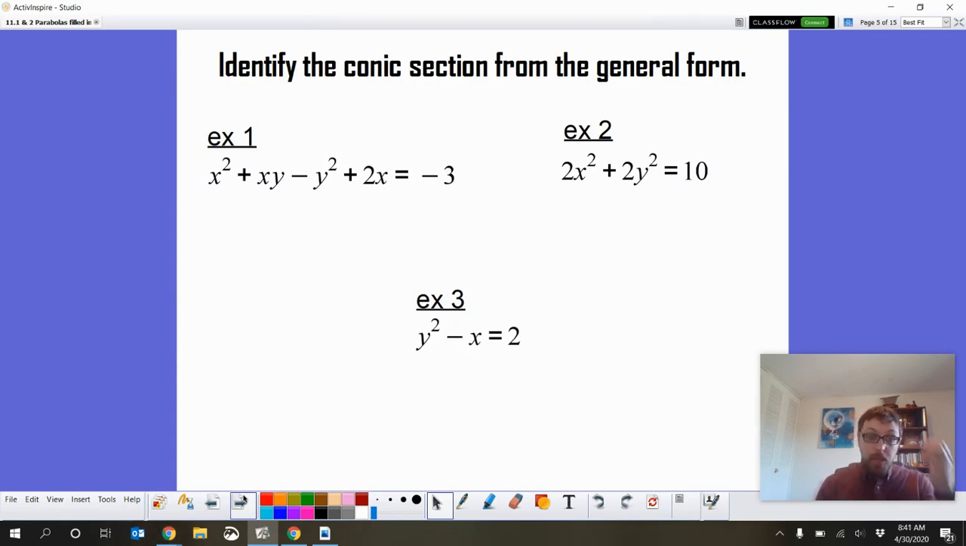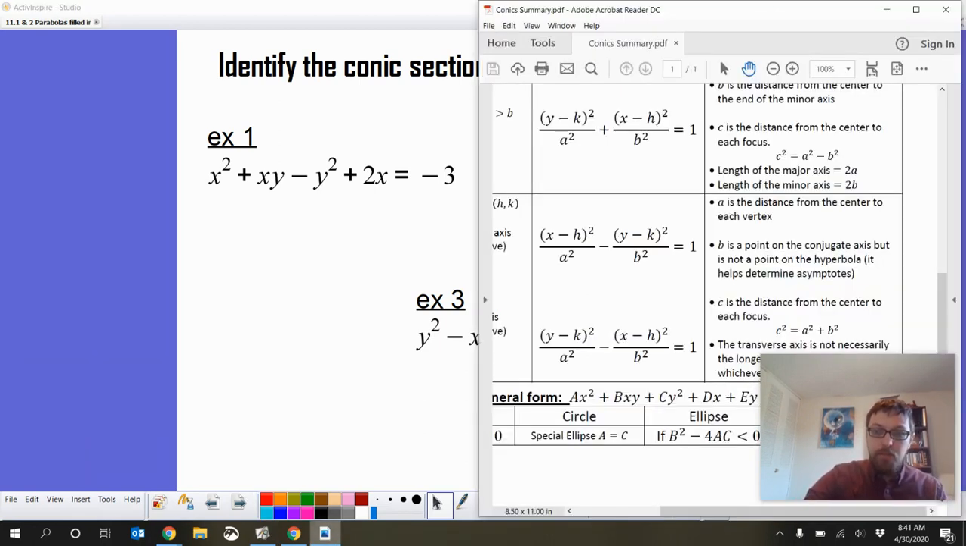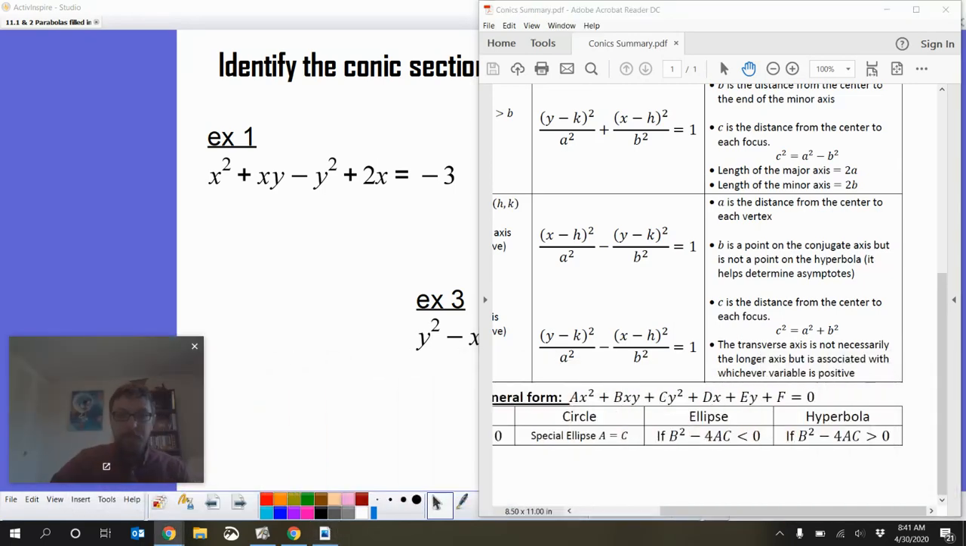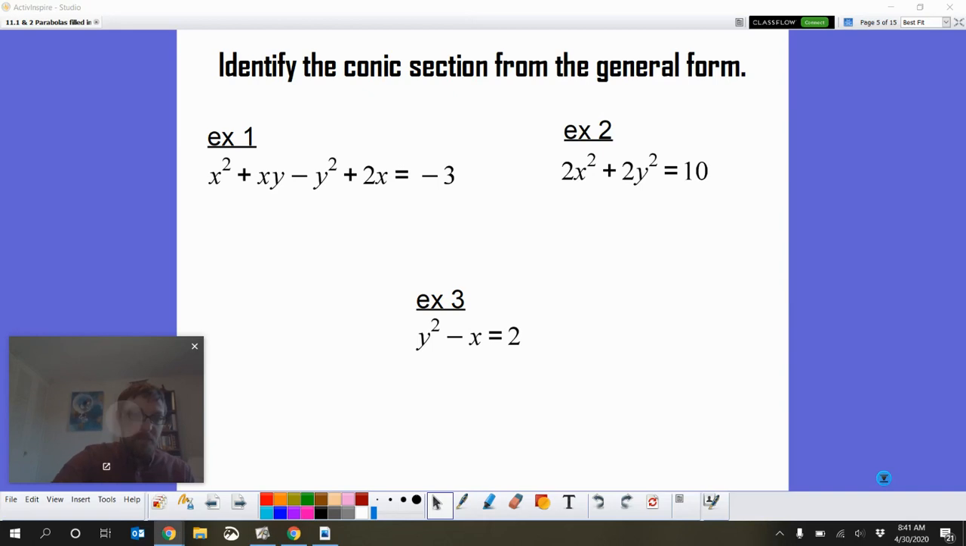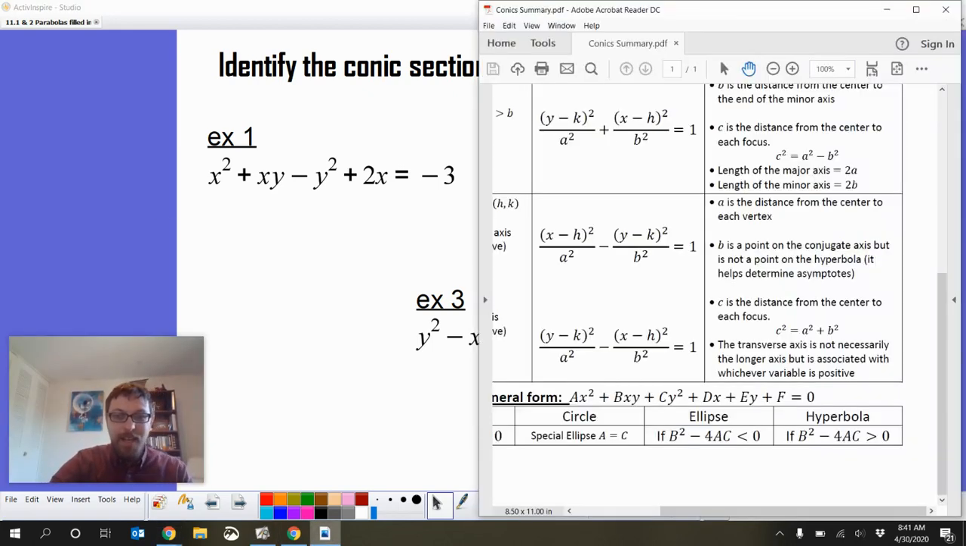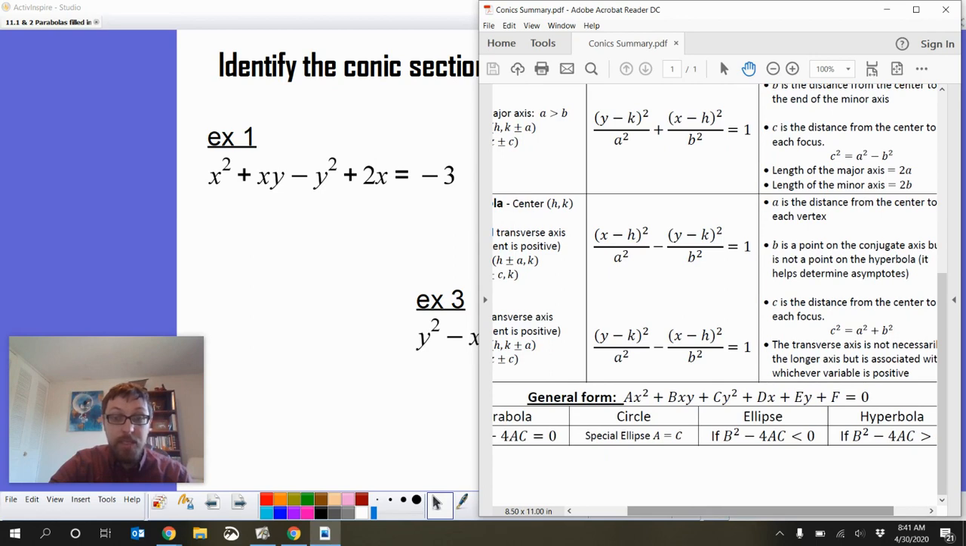So I've got this example. I want to determine which conic section it is. I've got my general form over here. So we've got Ax squared plus Bxy and then Cy squared. We only really care about the x squared term, the xy term, and the y squared term. All this other stuff, D, E, and F, it's useless. Don't use it. It's not going to help you determine which conic section it is. It's more about shaping the conic section, but we don't really care about it when we try to determine which one it is.